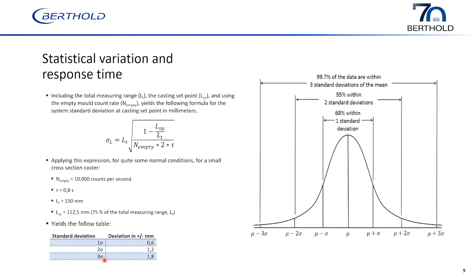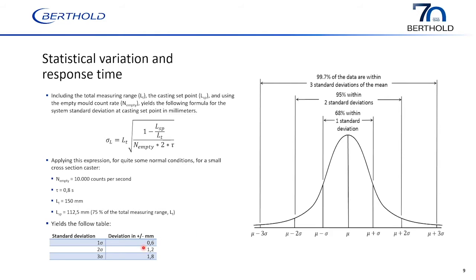Well, this actually means that if we go with 1 sigma, that means that 1 sigma is covering, say, 68% of the time of our measurement. So in 68% of the time, we will have a deviation less than plus minus 0.6 millimeter.